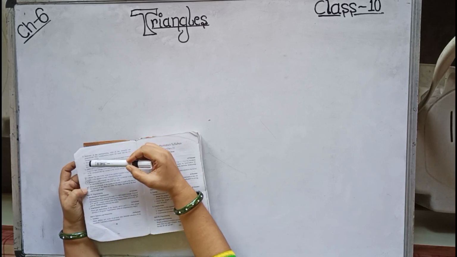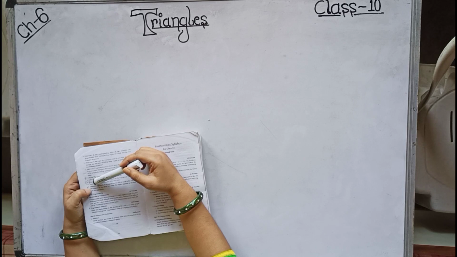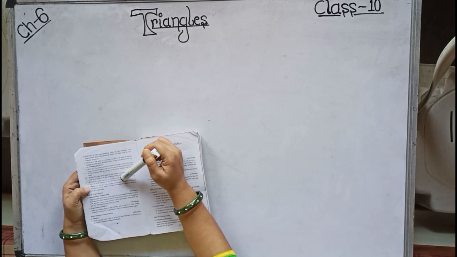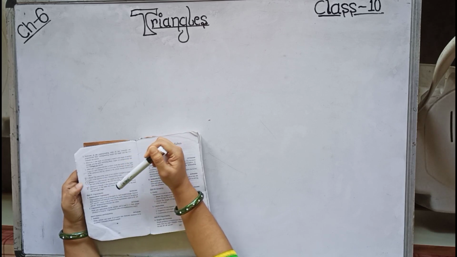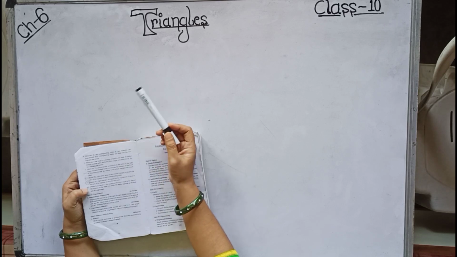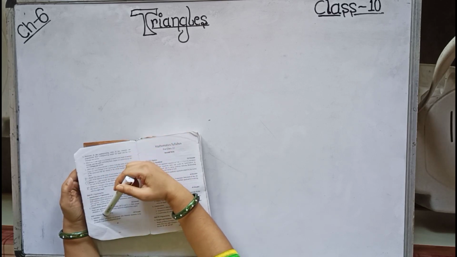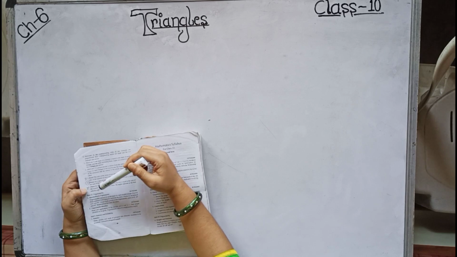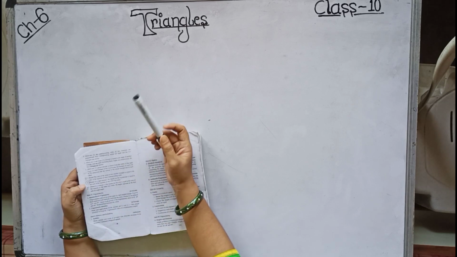Number 9 again, when it is written prove, the statement is: in a triangle, if the square on one side is equal to the sum of the squares on the other 2 sides, the angle opposite to the first side is a right angle. This is the converse of the Pythagoras theorem, and also make a cross over here because this time the converse of the Pythagoras theorem is also deleted.